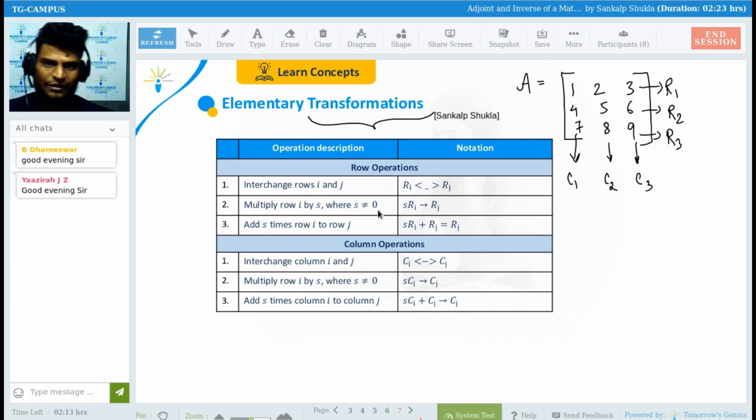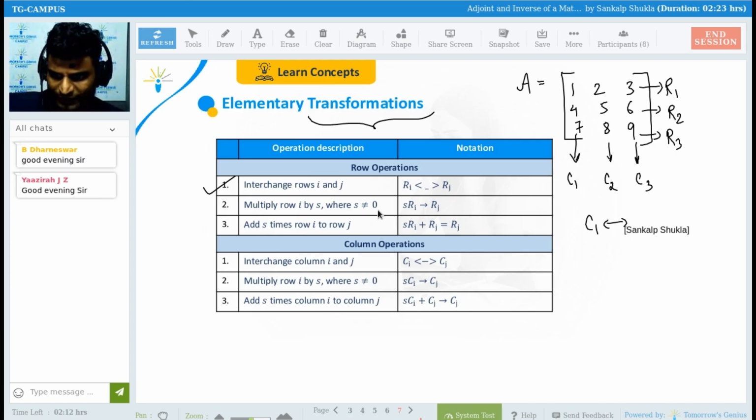Why is the word transformation used? Because it can gradually transform the matrix. The entire matrix can be converted into a new, different matrix. Okay. So what are these operations? See, we can interchange rows and columns also. A row can be interchanged with a row only, and a column can be interchanged with a column only. For example, I can interchange C1 with C3. So now, after performing this operation, this matrix will be like this.